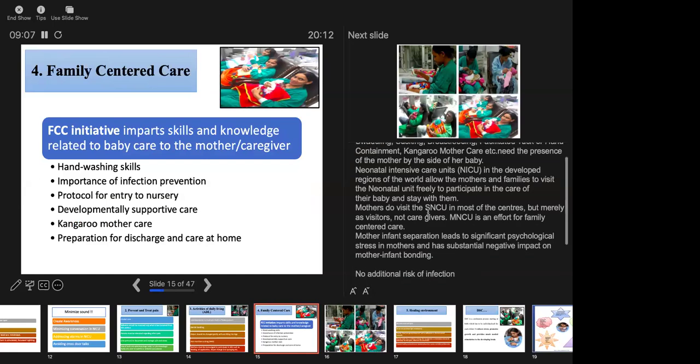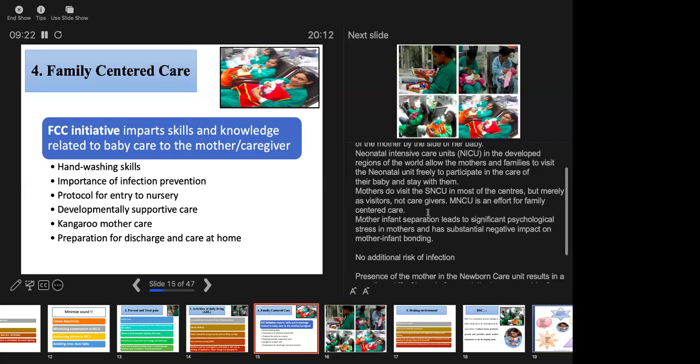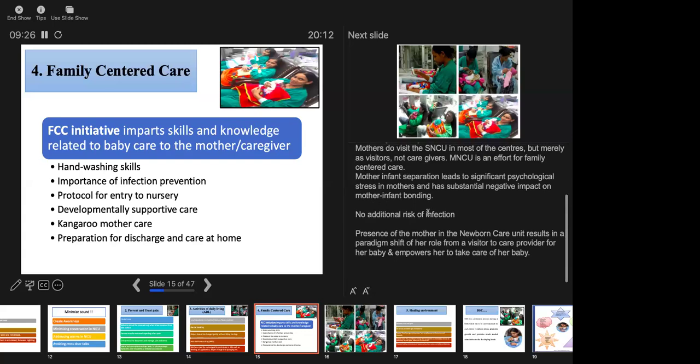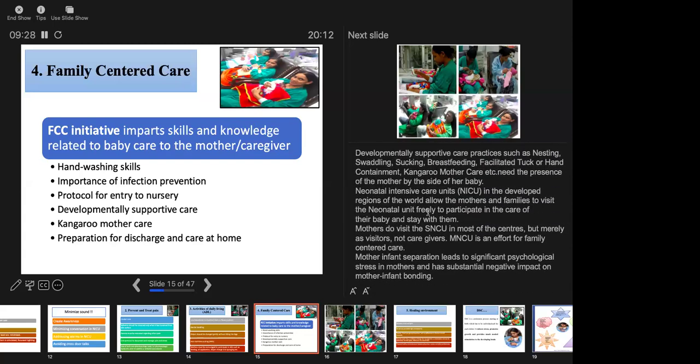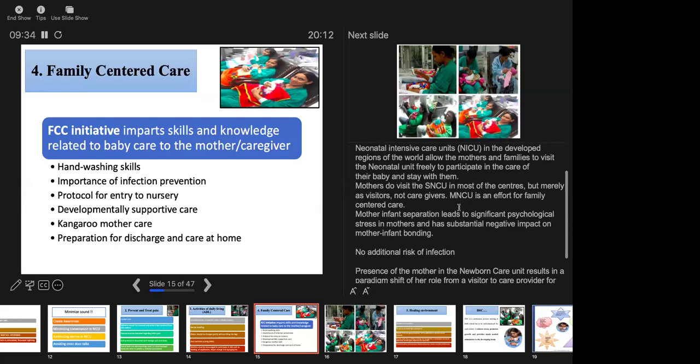Most of the Western units allow the mothers or any of the parents to come inside the NICU to participate in the care of the baby. And in our country also, most of the NICUs do allow the mothers, but some of the SNCUs or NICUs only allow the mothers as visitors, but not as caregivers. Just see the baby and go. But it is very important that the mother is involved in all the routine care of the baby, such as nesting, swaddling, breastfeeding, facilitated tucking, and all the other care activities of the baby.